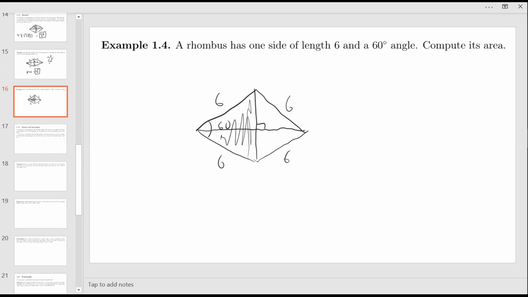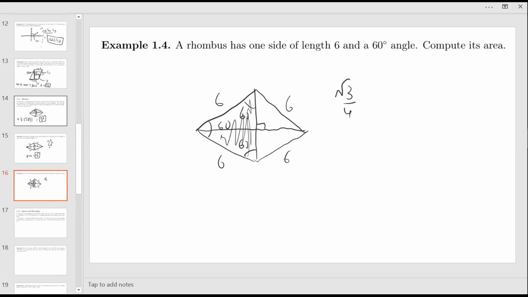Why is that? Because the two legs are the same, and the vertex angle is 60, which means this must be 60 and this must be 60. And the other side is also the exact same equilateral triangle. So the rhombus is just comprised of two equilateral triangles with side length 6. If you remember the formula for the area of an equilateral triangle, it's root 3 over 4 times the side length squared. So in this case, we have root 3 over 4 times 6 squared, and then we have two of these equilateral triangles making up our rhombus. So this would be our answer. Just simplify this, and it comes out to 18 root 3.